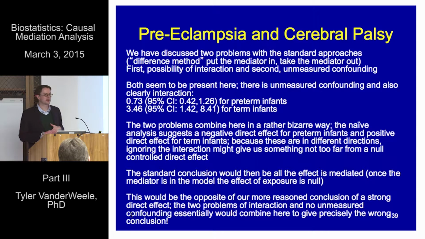Another interesting feature of this example is what happens if we just ignore all of this and proceed with the difference method, and we don't think about interaction, don't think about confounding here. So we've discussed two potential issues with the difference method. One is the possibility of interaction, and secondly, the possibility of unmeasured confounding. And both do seem to be present here. We have potential unmeasured confounding, something like intrauterine infection, and there was certainly some initial evidence, at least, of heterogeneity. The effects seem to be in opposite directions for the two groups.